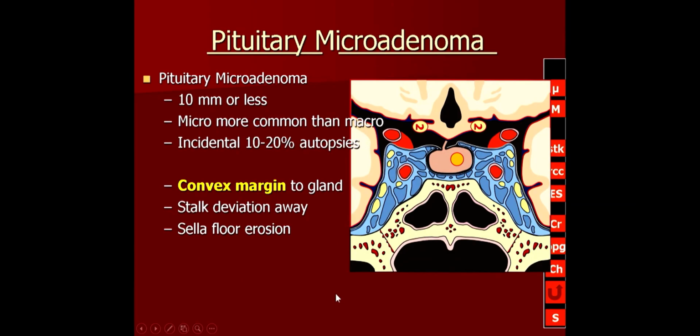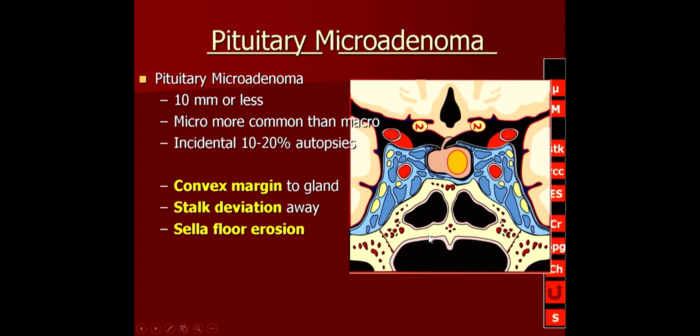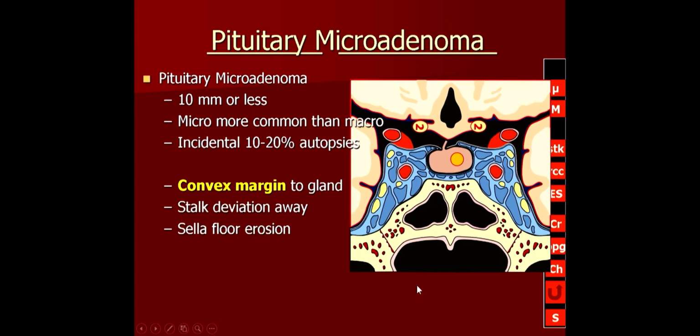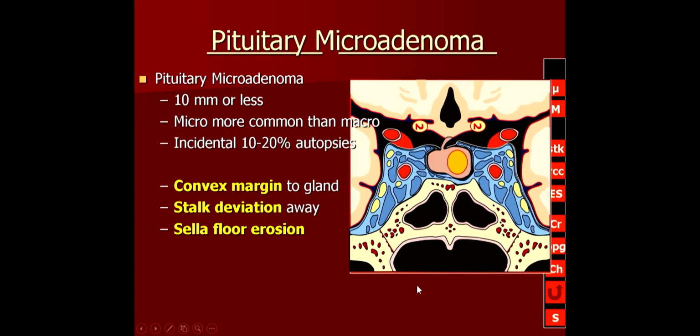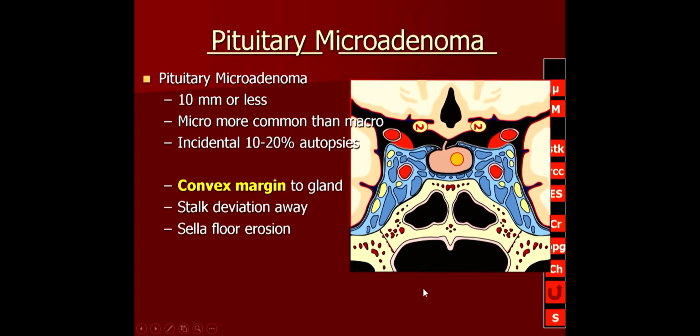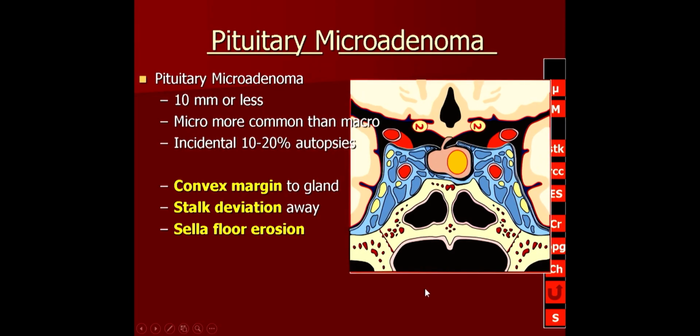What are the gross signs that you have a pituitary adenoma? The classic ones are that you have depression of the floor of the sella and you have deviation of the pituitary stalk away from the lesion. And this is the classic way that we talk about localizing where the microadenoma is if you can't see it because of a change in signal intensity or a change in enhancement.